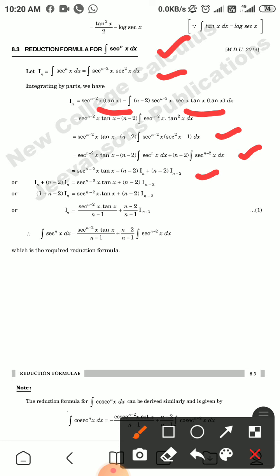and taking the constant as common, (1 plus n minus 2) I_n is equal to secant raised to power n minus 2 x tangent x plus (n minus 2) I_{n minus 2}. Now I_n becomes equal to secant raised to power n minus 2 x tangent x divided by n minus 1 plus (n minus 2) divided by (n minus 1) I_{n minus 2}, writing this as number 1. Therefore this becomes the reduction formula.